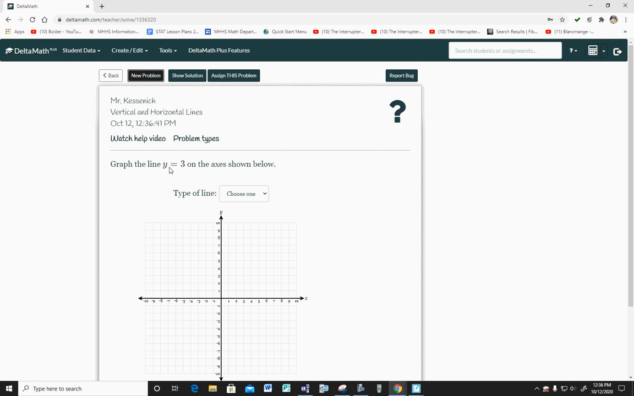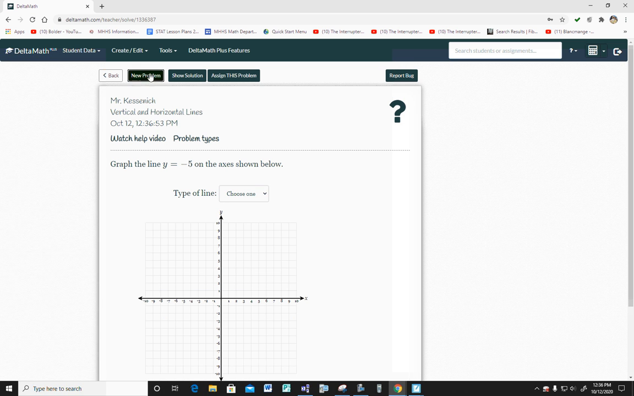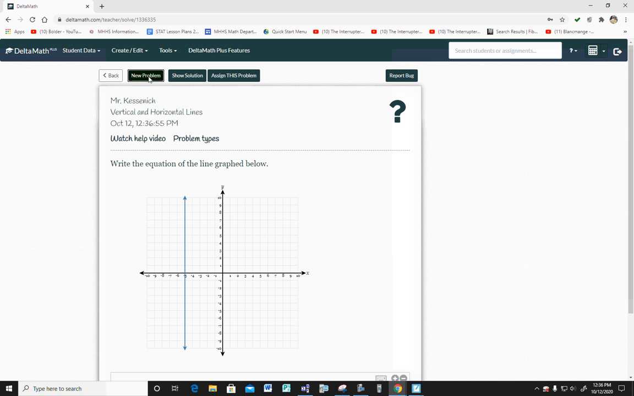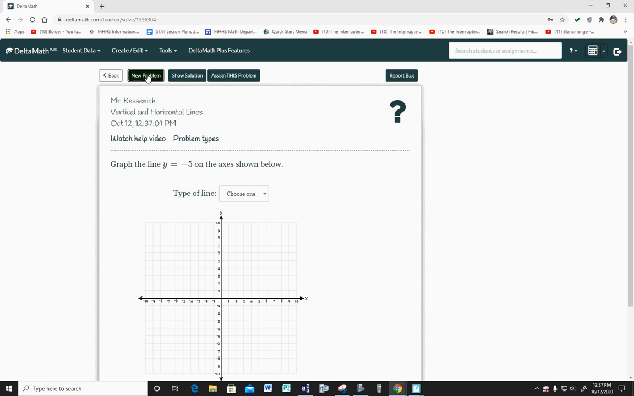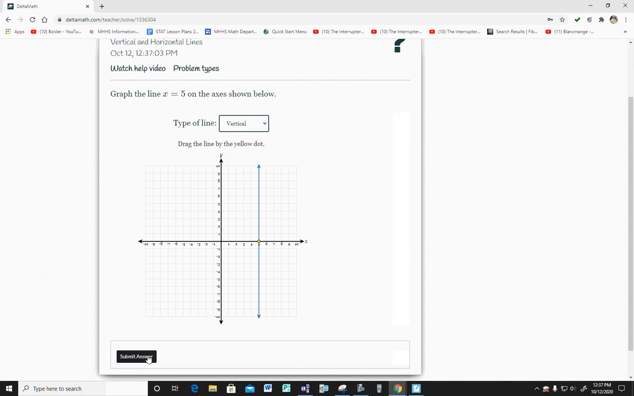Okay, we did one that was horizontal. It only has the y, so it's horizontal. And then you drag it to 3 and you let go, and then you say you're done. Okay, you click below that you're done. We did that one. I want to find, come on, there we go. X equals 5. If it's x equals, it's vertical, and then you drag and drop it at 5. And there you go. And then you'd scroll and you'd say, okay, I'm done, submit answer.